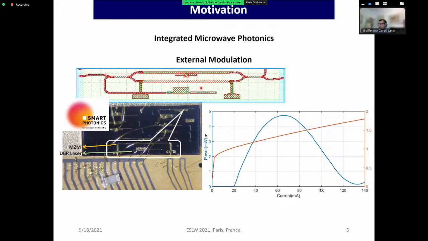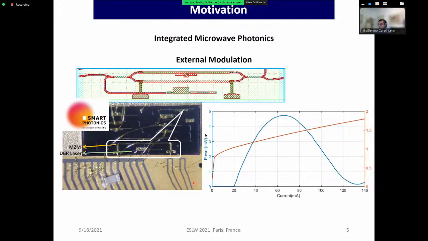Again, for economy of chip area, we placed the DBR laser next to the Mach-Zehnder modulator that we used to introduce the RF. And basically, you can see here a picture of the two components that were placed on an aluminum nitride substrate. And this was placed on a Peltier cooling stage.